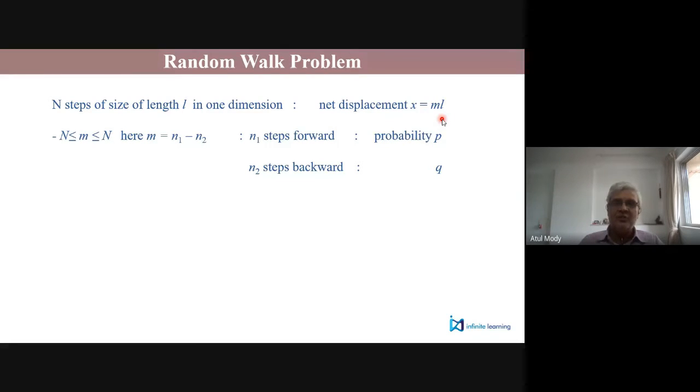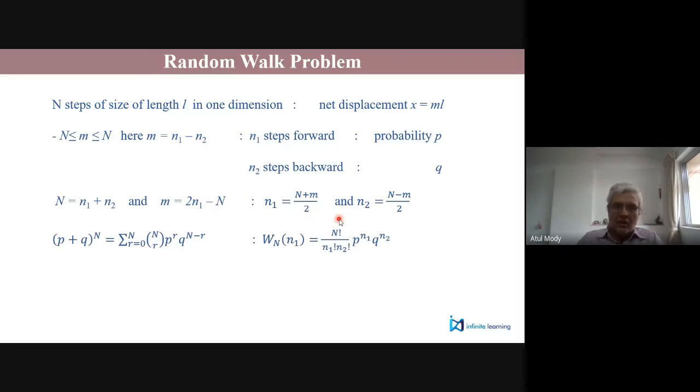Okay. And the net displacement is N1 minus N2. So the total number of steps you have N is N1 plus N2, and the net number of steps, since M is N1 minus N2, and you put N2 is equal to capital N minus N1, you will get a net number of steps 2N1 minus capital N, or you invert the relations, then your N1 is (N plus M) by 2, or N2 is (N minus M) by 2. Now, total probability is 1.